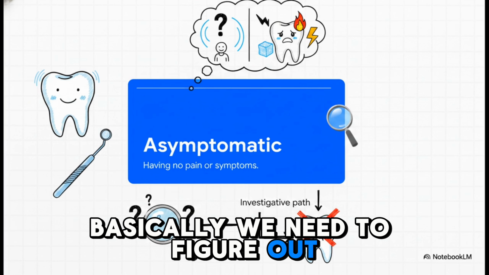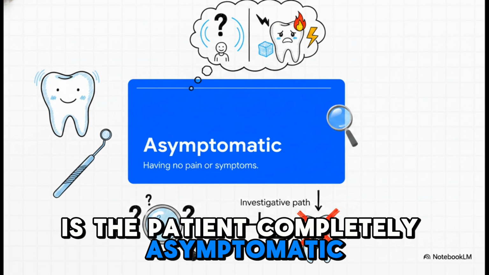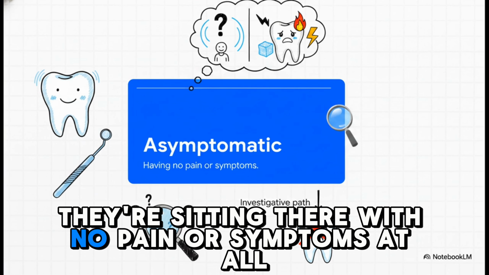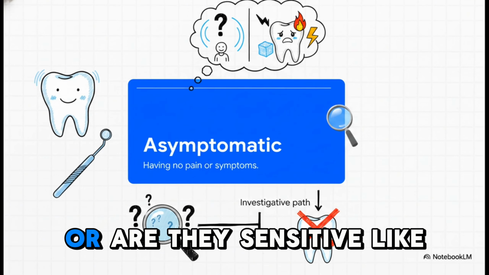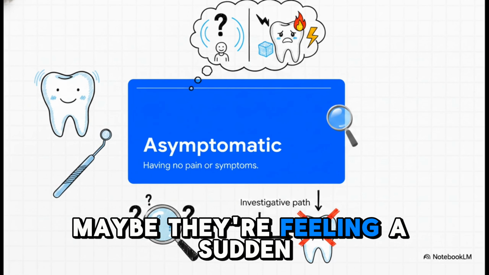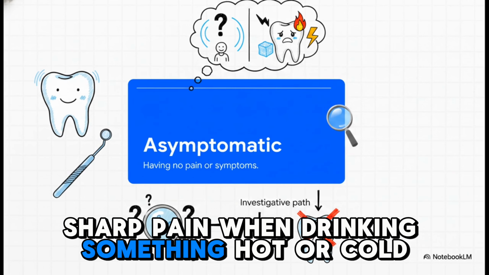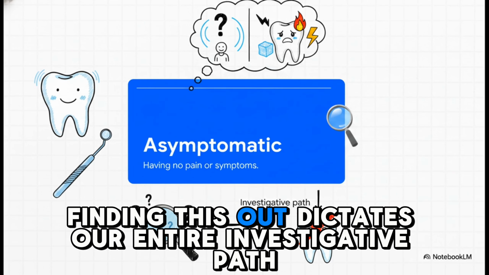Now, before we proceed, we have to pinpoint the patient's chief complaint. Basically, we need to figure out, is the patient completely asymptomatic, meaning they're sitting there with no pain or symptoms at all? Or are they sensitive, like maybe they're feeling a sudden sharp pain when drinking something hot or cold? Finding this out dictates our entire investigative path.